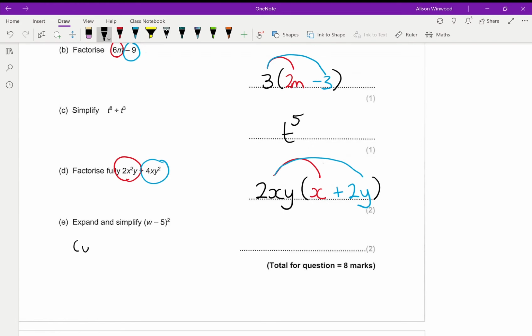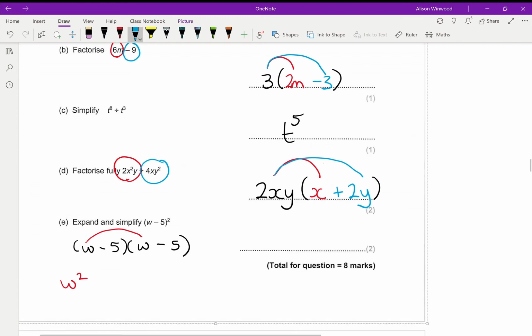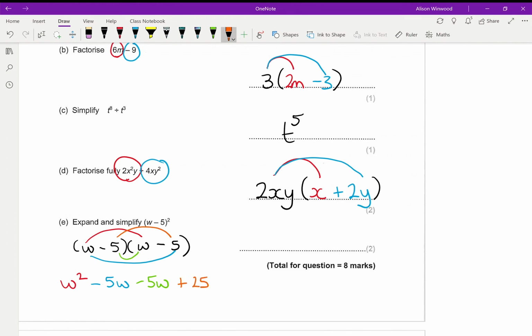Squaring brackets, I need to remember that means multiply by itself and then do FOIL. So firsts, outers, inners, and lasts, and then simplify, so w squared, put the 2 in the middle together, that's negative 10w, and I've got plus 25 on the end.